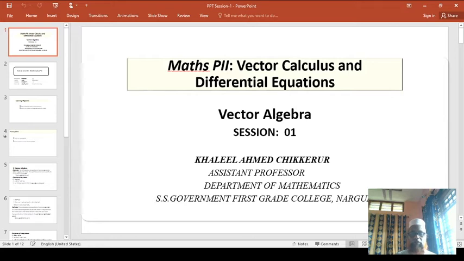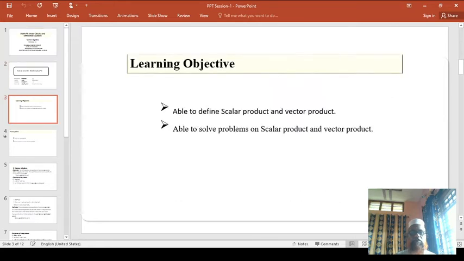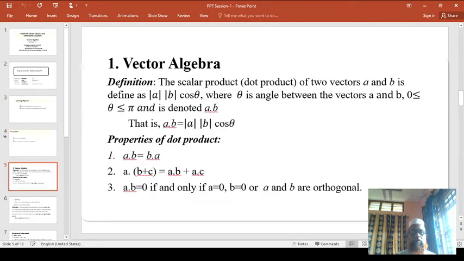So in Vector Calculus, in this session we start with some basic vector algebra. I hope you already know the basics of vector quantity and scalar quantity. So let us start with scalar product, which is also called dot product.